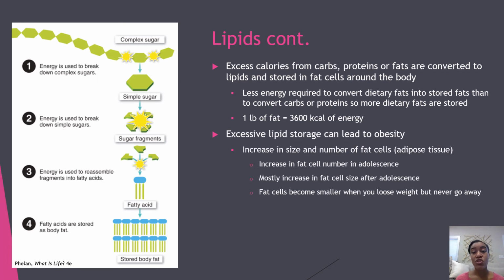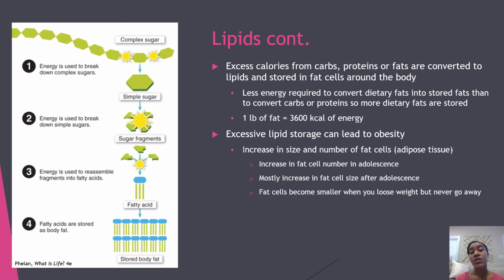So lipids, as I mentioned, are very, very important to have in your diet. They play major roles in various functions of your body. However, you do not want to have excessive lipid storage in your body because this can lead to obesity. And there are a variety of health issues that come with obesity. And we'll talk about those in a couple more slides. But for now, we'll just say that obesity can occur because you increase the number of fat cells, so adipose tissue, and you also increase the size of those adipose tissue cells.